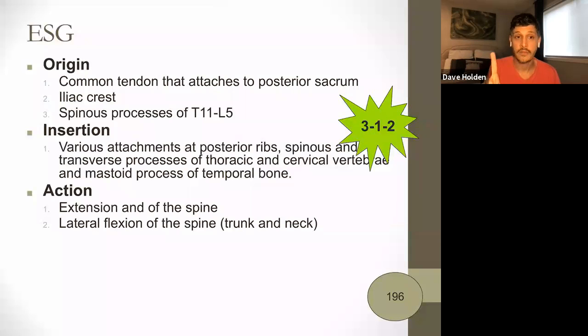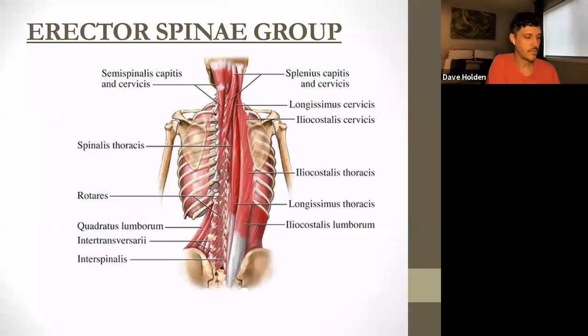Their action, when they work together, is extension. That's what I can look and tell that muscle. I know that muscle is going to do extension. When one side contracts, lateral flexion. Extension and lateral flexion. And those would be of either the trunk or the neck, since these muscles do cross through the cervical region. And there's the main erector spinae.